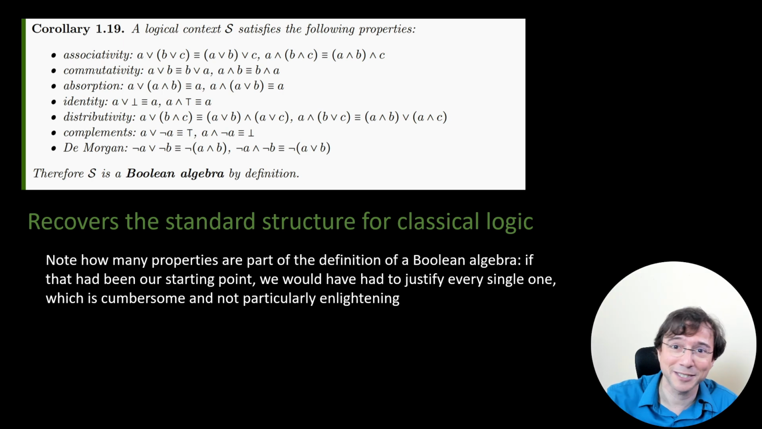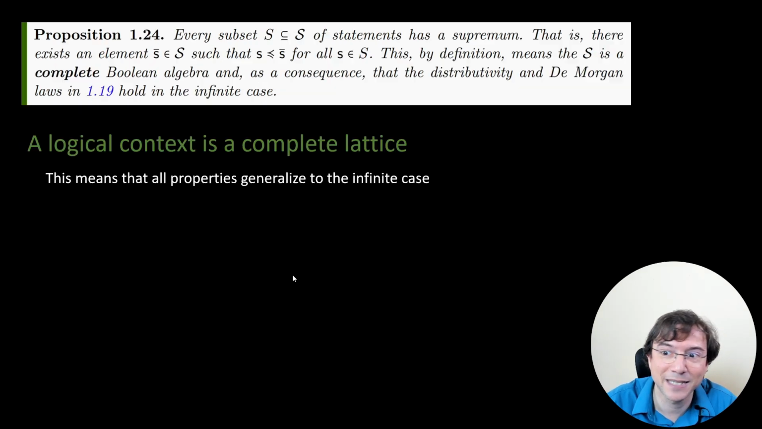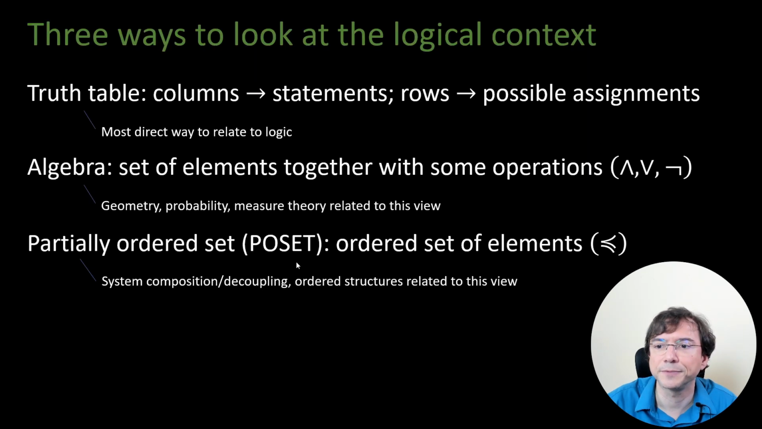Each column is a statement, and each row is a possible assignment, a possible way that those things could be true or false. And that's about it. And everything that you can show, because of the axiom that we showed before, is that all these operations actually generalize to the infinite case, and therefore the logical context is not just a Boolean algebra, but a complete Boolean algebra, and so you can do more operations.